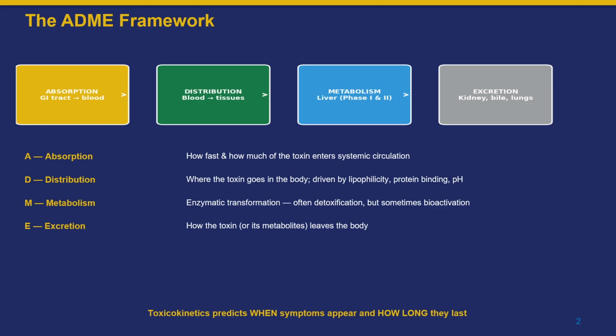Excretion. Most toxins leave via the kidney and urine, or via the liver into bile and then feces. Volatile substances leave via the lungs. Some toxins undergo enterohepatic recirculation. They're excreted in bile, reabsorbed from the gut, and go back to the liver. This cycle can significantly prolong the duration of toxicity and is why repeated doses of activated charcoal are sometimes warranted. Understanding ADME tells you when this patient will get worse and for how long.